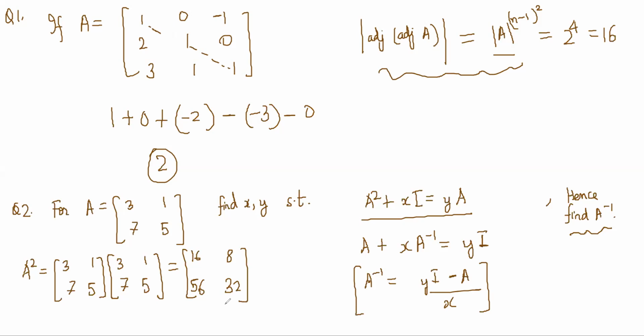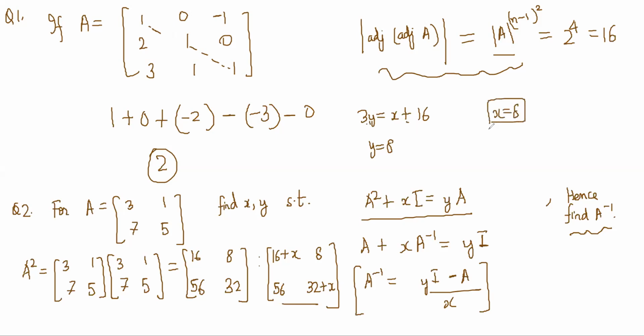Right, so this is A square plus xI. After doing xI, it will become 16 plus x, 8, 56, 32, 32 x, plus x should be equal to y times A, right? So that is 3y equal to 16 plus x, and y times A, y is equal to 8, right? 32, so 24. So x is equal to 8 also. How do you get y is equal to 8?